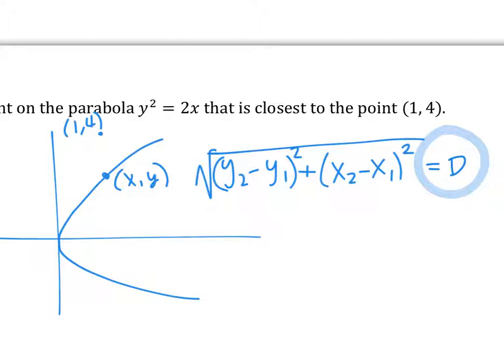Well, like I said, you always have two equations, and then you're going to have to do some substitution, right? So I only have one equation here. Where's my second equation? Y squared equals 2x, yes, in the original parabola. So we're going to have to do some substitution into the distance formula. That way we can take the derivative and solve it.